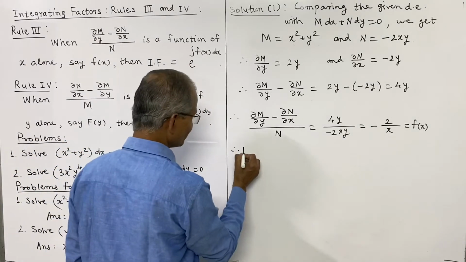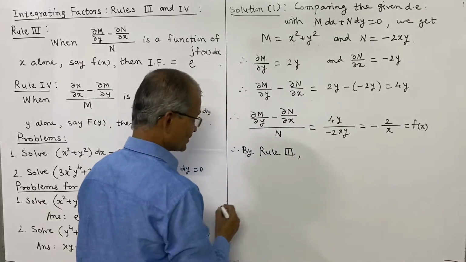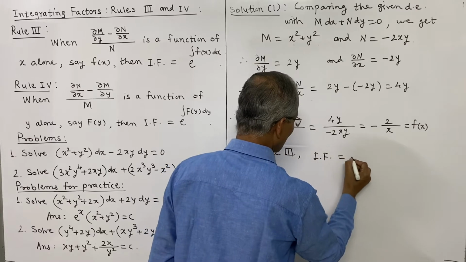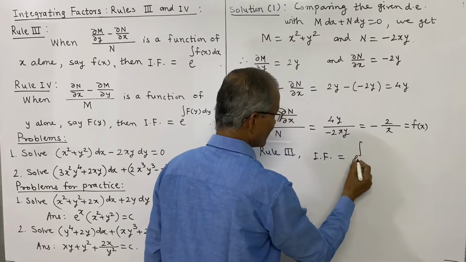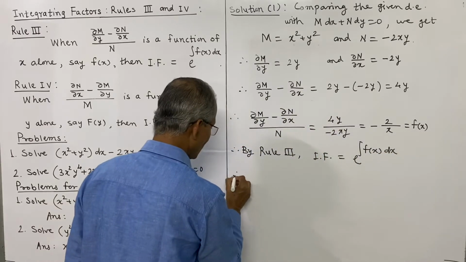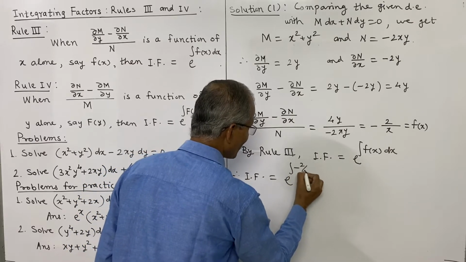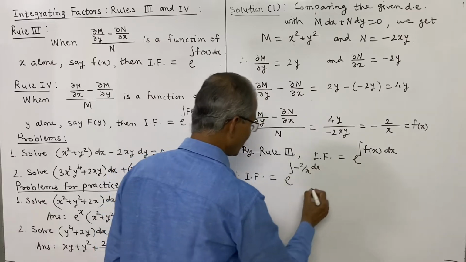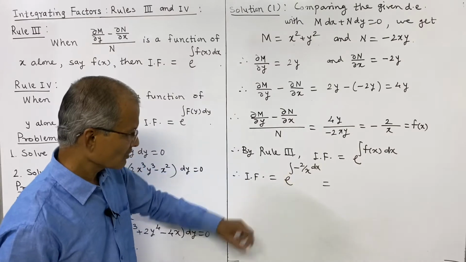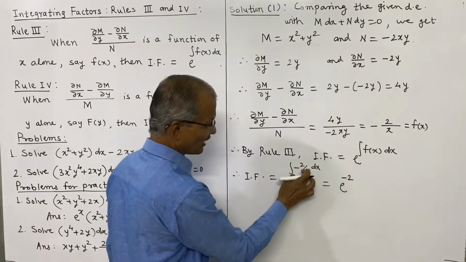Therefore, by rule 3, the integrating factor IF is e to the power integral f(x) dx, that is equal to e to the power integral minus 2 by x dx. And it is easy to write the integration. Minus 2 is constant with respect to the integration, e to the power minus 2. Integration of 1 by x dx is log x.